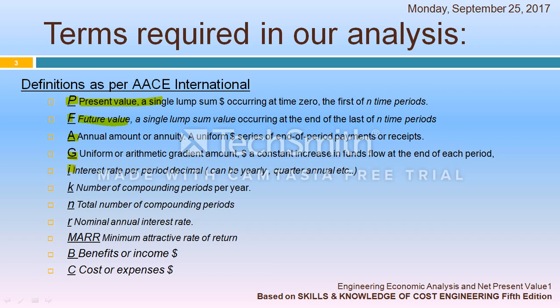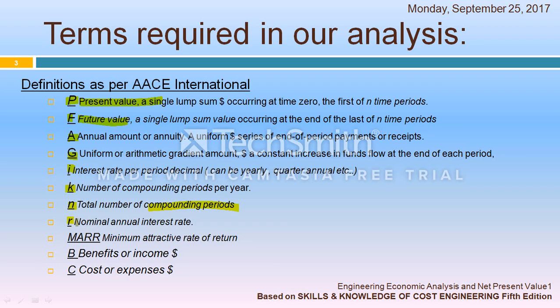I is the interest. K is the number of compounding periods per year. It can be one, which means one payment per year, or it can be several payments per year. Some of the banks usually use the quarter annual, so K will be 4. N is the total number of compounding periods. Let's say you're paying over 6 years. Okay, so N will be 6.